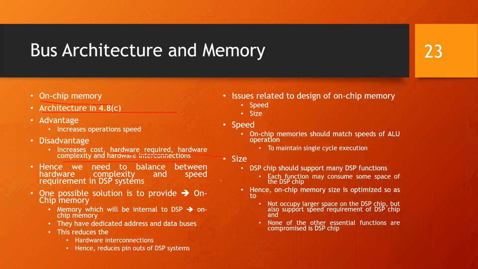One possible solution to overcome this is to go ahead with on-chip memory. On-chip memory is like a cache which is available over there. On-chip memory access is very fast. So in order to go ahead with these things, we can go with the on-chip memory access. These memories have dedicated address and data buses. What this does is it reduces the pinouts which have to be given for the DSP systems.